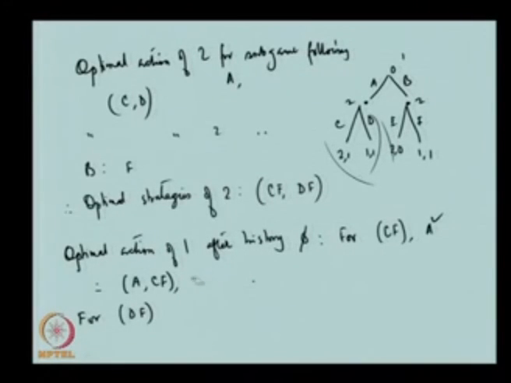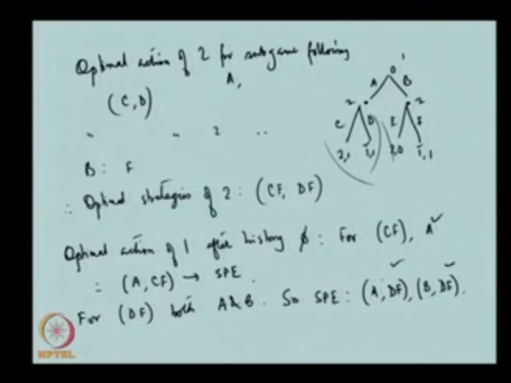So this is the subgame perfect equilibrium A, C, F, because from C player 1 is going to get 2, from F he is going to get 1, so he is going to pick this one, A. And for D, F, in both cases player 1 is getting 1, so both A and B. So subgame perfect equilibrium here is going to be A, D, F and B, D, F. So we have 3 subgame perfect equilibria. Thank you.